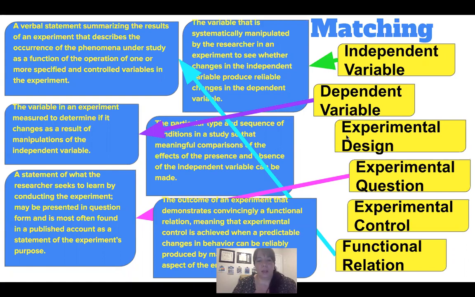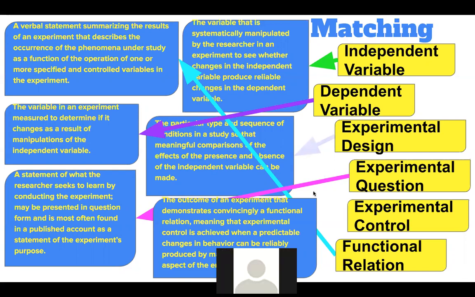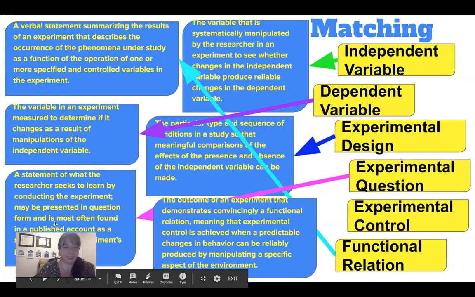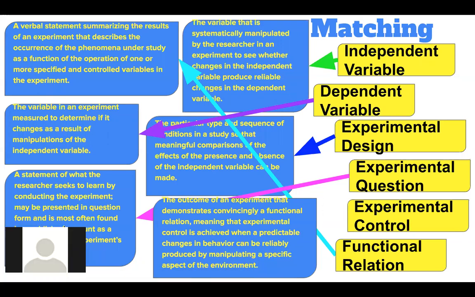All right, I'm going to read the next one because it's kind of covered. The particular type and sequence of conditions in a study so that meaningful comparisons of the effects of the presence and absence of the independent variable can be made. What is that? Experimental design. Yeah. Got it. Can you explain it really quick?